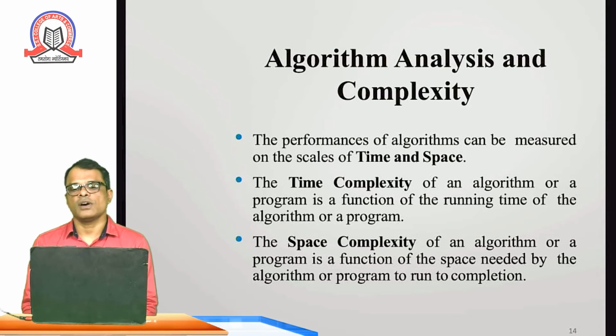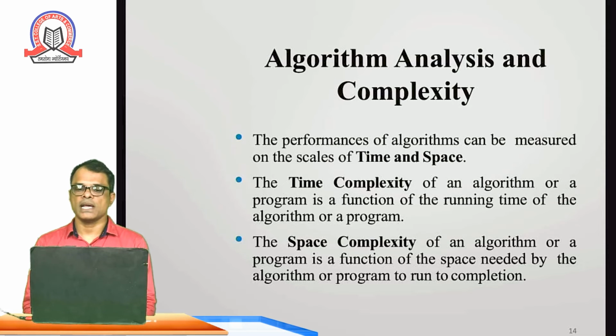The performance of an algorithm can be measured on the scale of time and space. Whenever we have to calculate, we have to analyze the algorithms. So if I have 5 algorithms, I have to analyze on different parameters. So here what we use is time and space. The first is time complexity and the second one is space complexity. Time complexity of an algorithm or a program is a function of the running time of the algorithm or program. So it's a function of the time required to solve that problem.